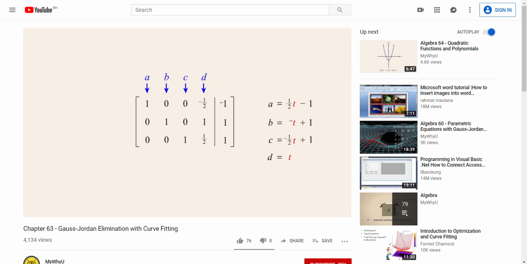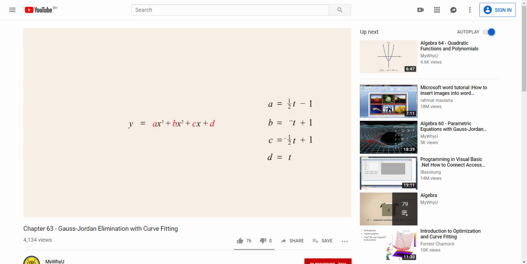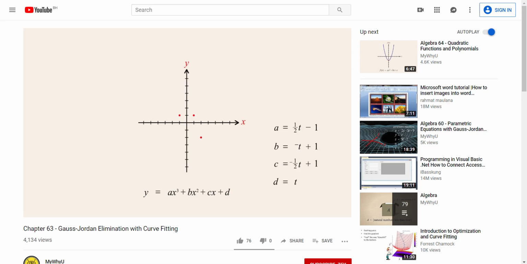This gives us a set of parametric equations that express a, b, c, and d as functions of a single parameter t. Any value we pick for the parameter t will produce values for the coefficients a, b, c, and d in our polynomial function that will cause its graph to pass through the 3 given data points. For example, if we choose a value of 4 for t, our parametric equations produce values of 1, -3, -1, and 4 for a, b, c, and d.